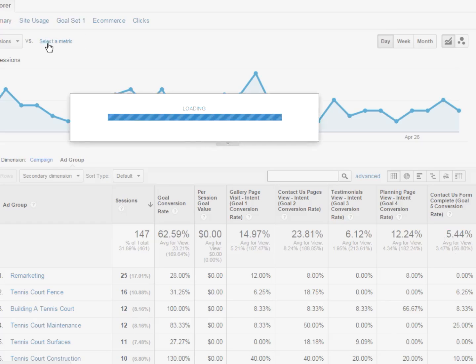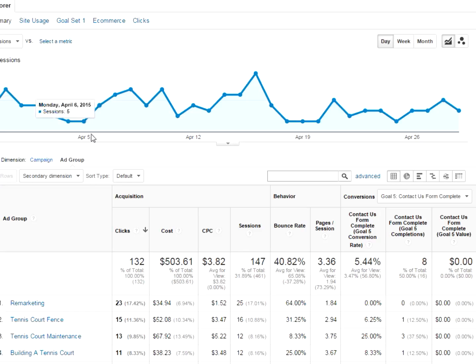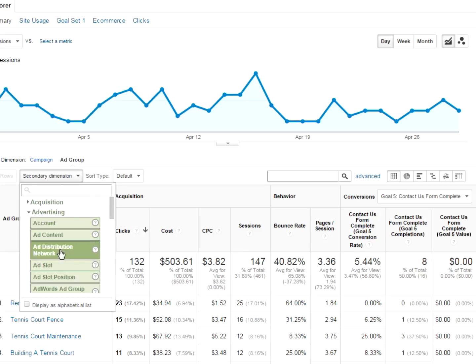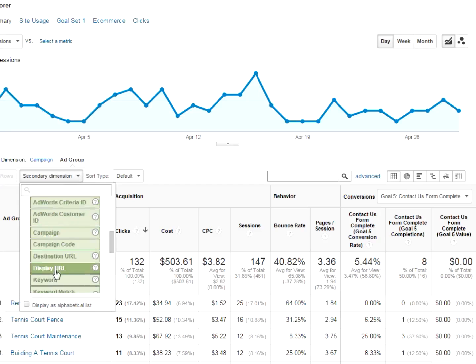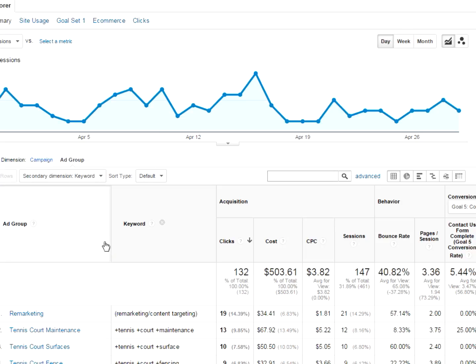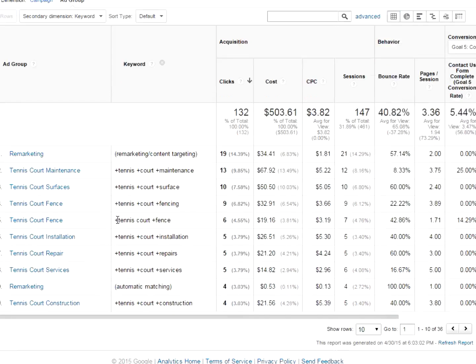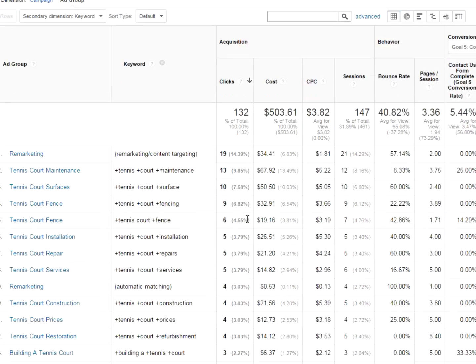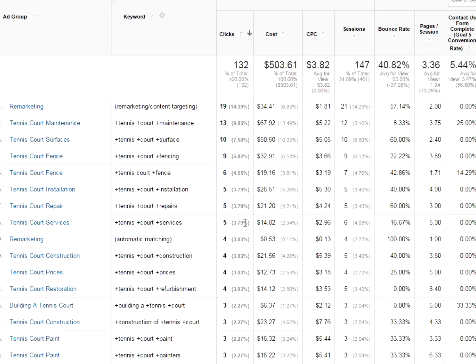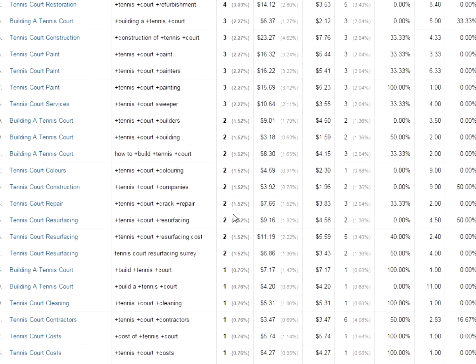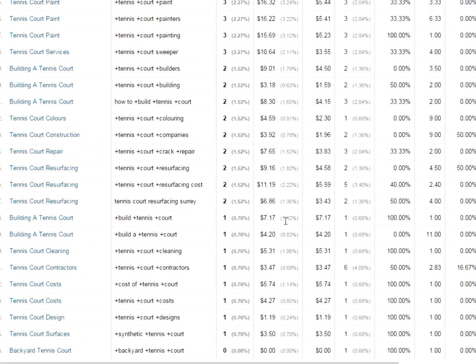and then looking at keywords as a secondary dimension. You can use the conversion data to find keywords that might not look like they're being effective, but what you may be able to find is that there is a good time on site and a very low bounce rate. So all this data needs really careful analysis.